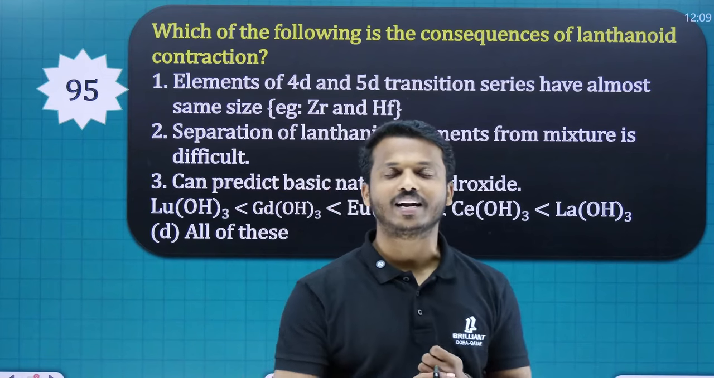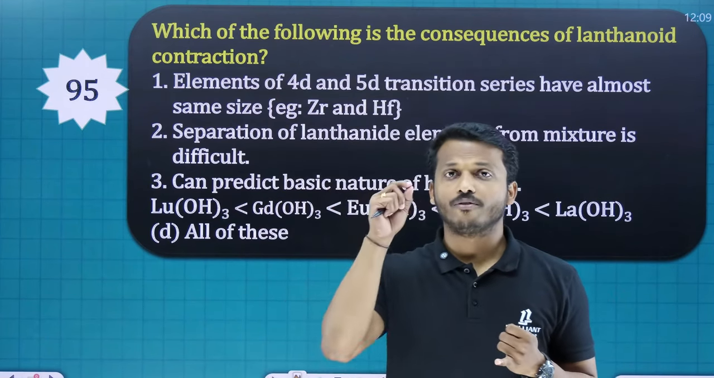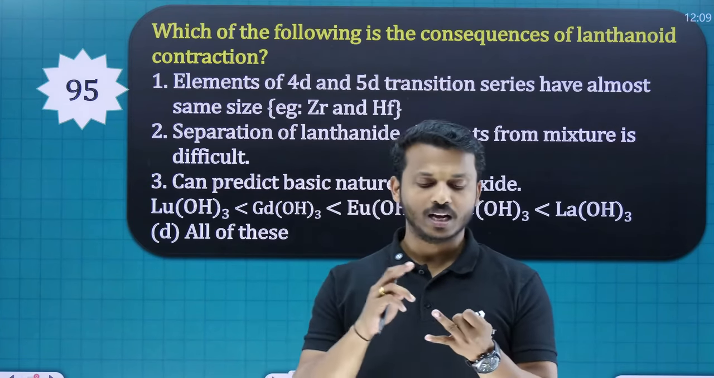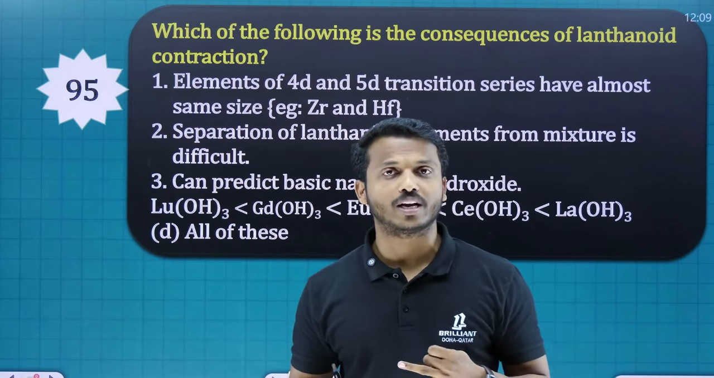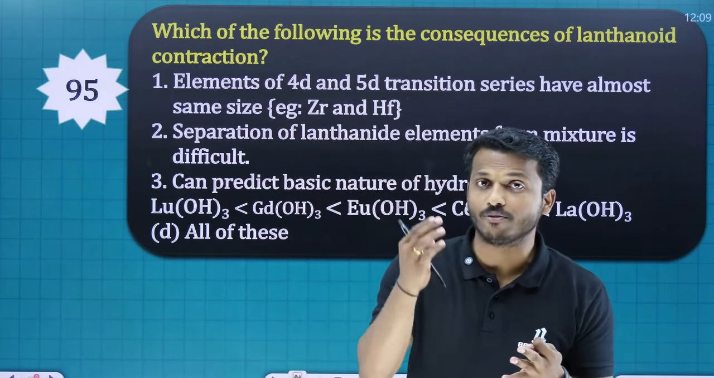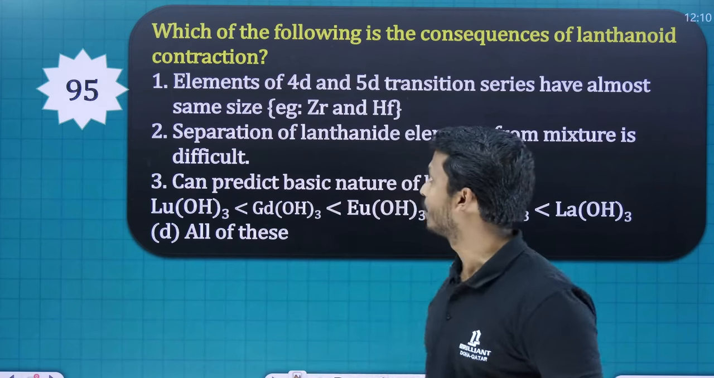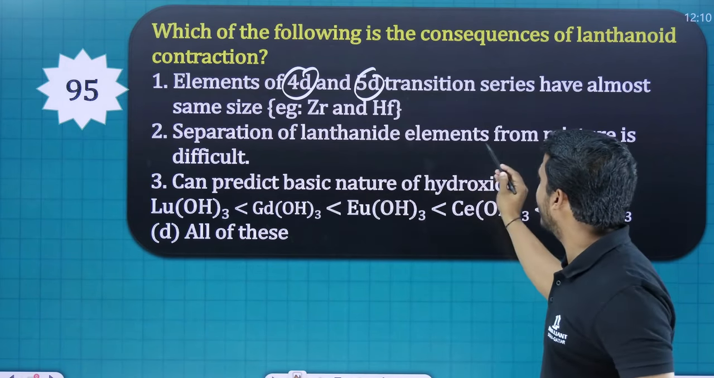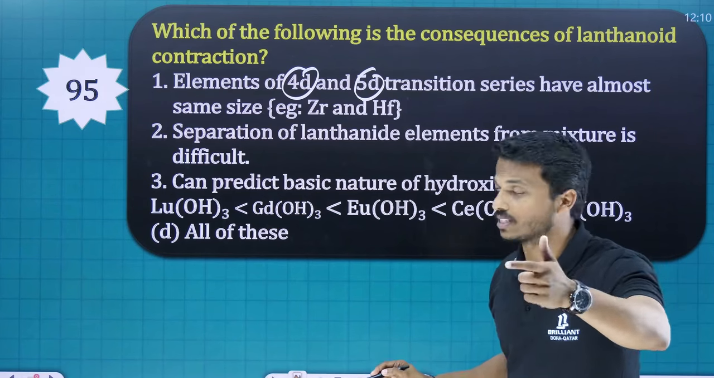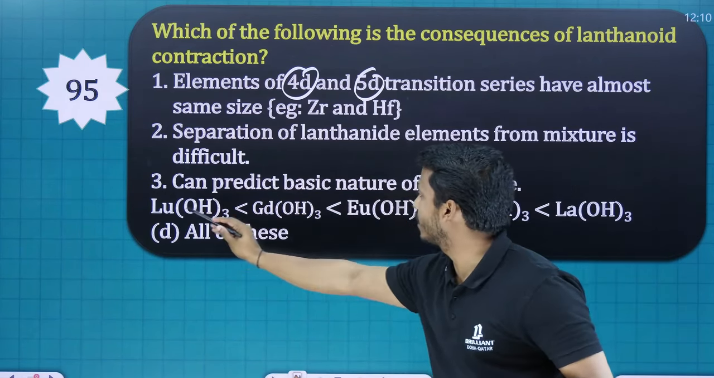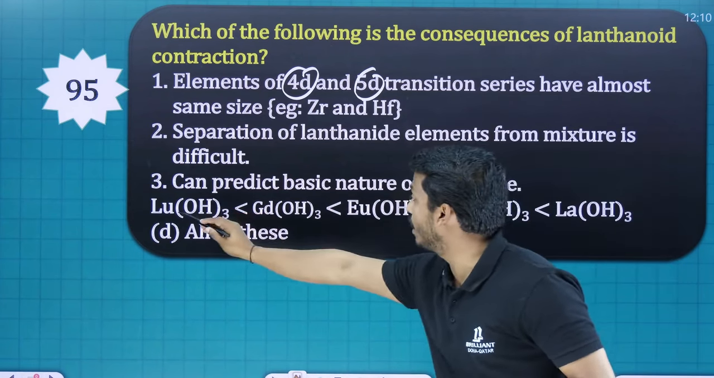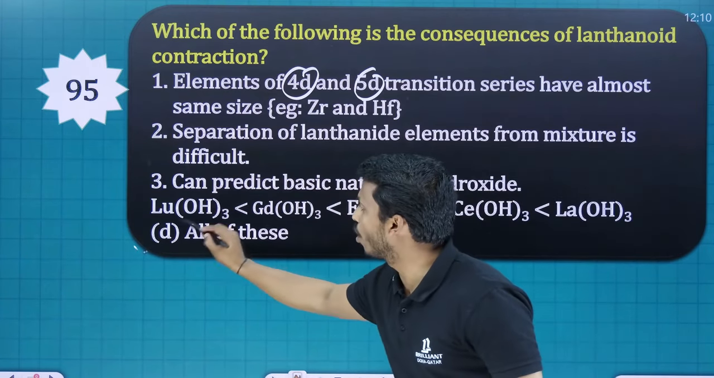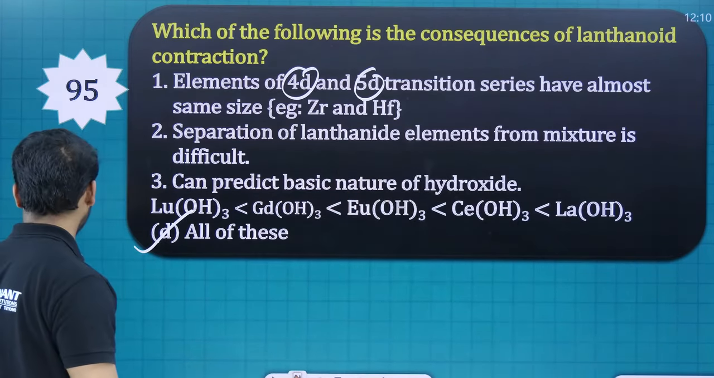Which of the following is a consequence of lanthanide contraction? There are three consequences we studied. One is that the 4d and 5d transition element series show similar atomic size. Second, separation of lanthanides from a mixture is very difficult because they have similar size. Third, we can predict the basicity: from lanthanum to lutetium, basicity decreases. Yes, correct. So all of these are consequences of lanthanide contraction.